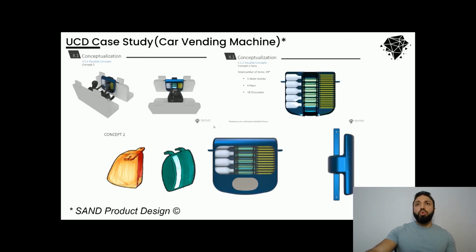Concept number 2 was again another good winner, or another good kind of shortlisted concept, if you will, where we had 29 items, and this was kind of the common vending port I was talking about.